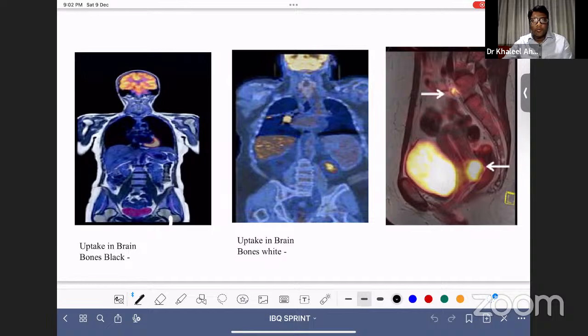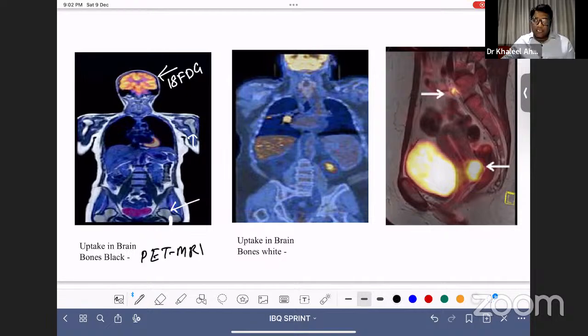Let's get started. Look at the first one. What do you think is the first image showing you? Uptake in the brain is seen, and you're also seeing that the bones are black. You can see the humerus, the femur, the bones are black. The uptake is seen in the brain, so this must be 18 FDG. The glucose goes into the neurons, and the bones are black. This must be MRI. So this is PET MRI.